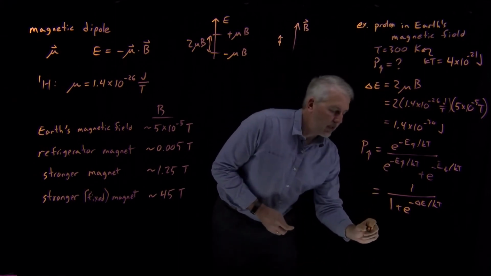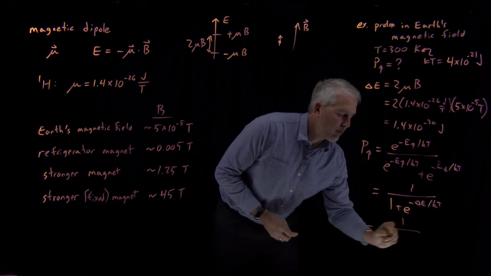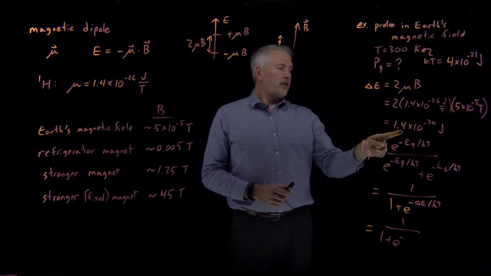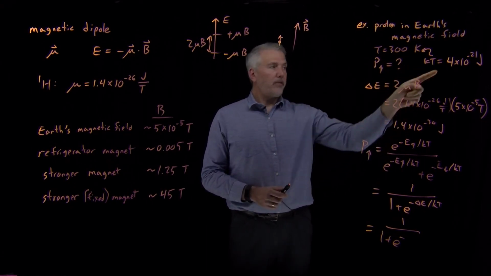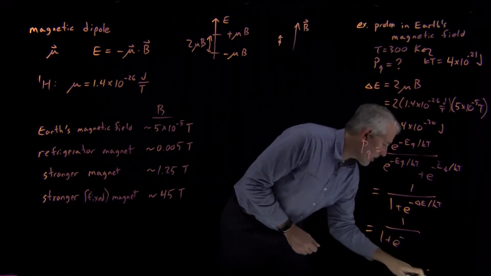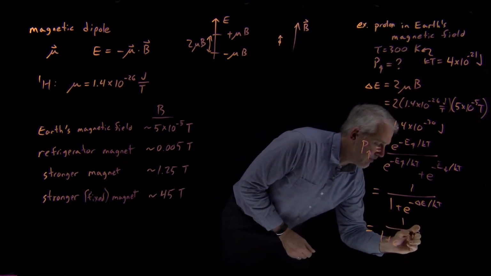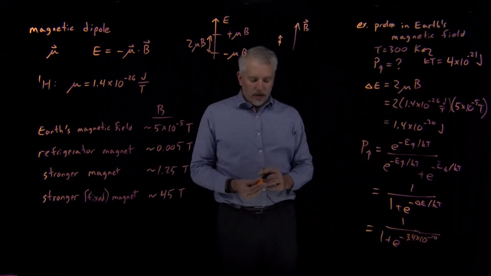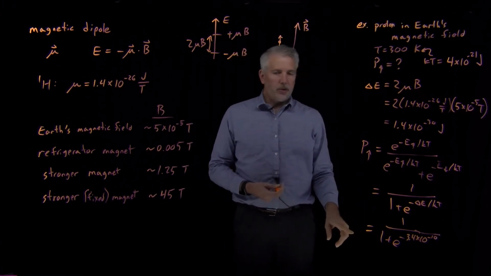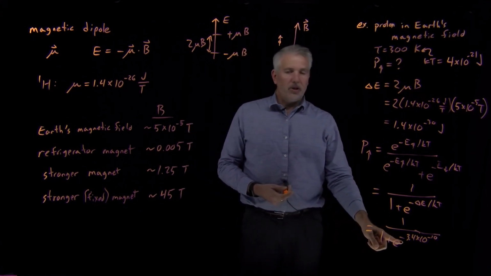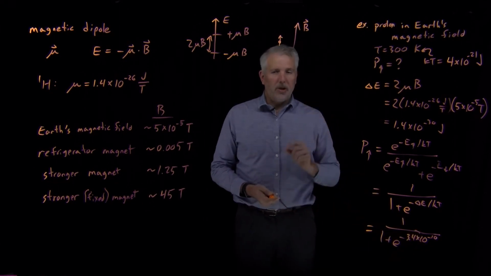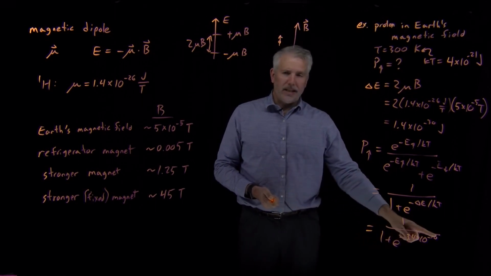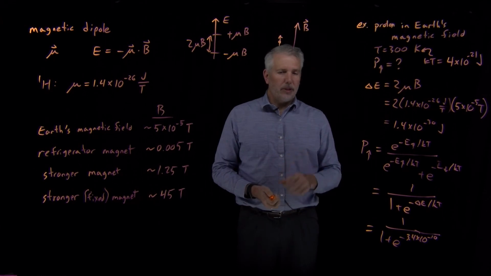So if I plug the numbers into this expression, 1 over 1 plus e to the minus this ratio, delta E over kT, so 10 to the minus 30th divided by 10 to the minus 21st, that ratio worked out to be 3.4 times 10 to the minus 10. So even before we plug this into the calculator, we can see roughly what's going to happen here. E to this very small negative number is a number very close to 1, just a hair smaller than 1. So I've got 1 divided by 1.9999999. So it's almost a half, but it's a little bit larger than a half.